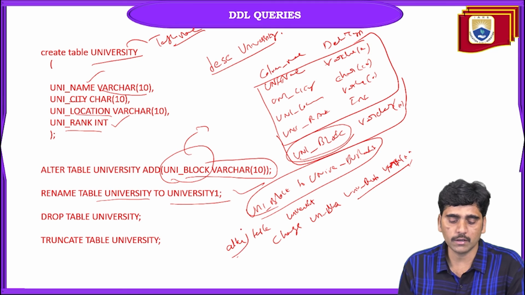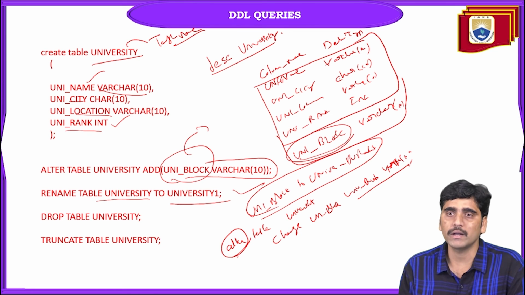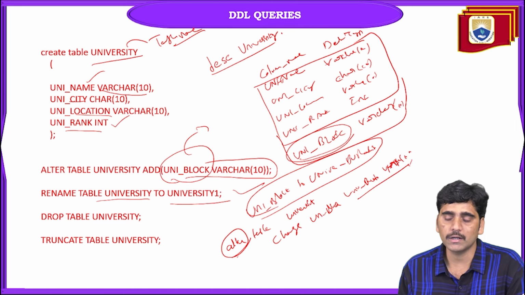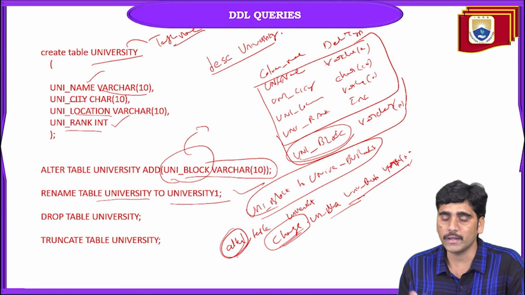By using this ALTER command, you can add multiple columns, as well as change the column names along with the CHANGE command. ALTER is also used to drop an entire column, as well as change the column name.